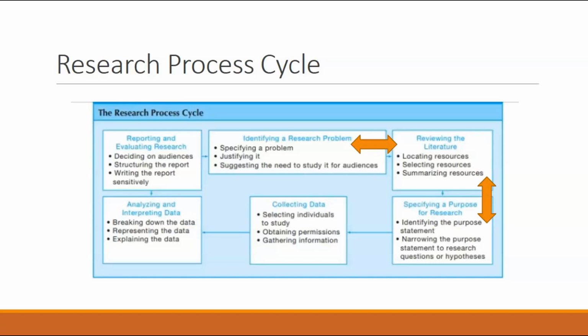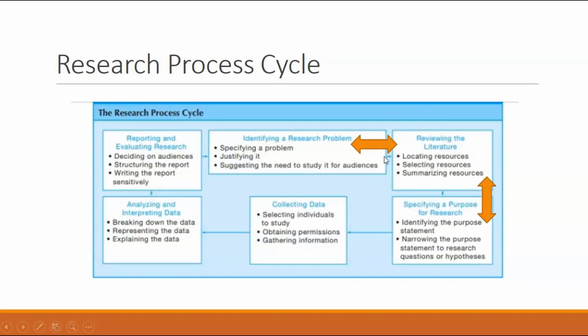So how to really think about not just a topic that's very broad, but an actual research problem or an issue about that topic that you want to specify, that you're going to justify, and that you're going to make clear why it's important or what needs to be studied relative to this particular issue or research problem. In the next step, as it shows on this, you are reviewing the literature.